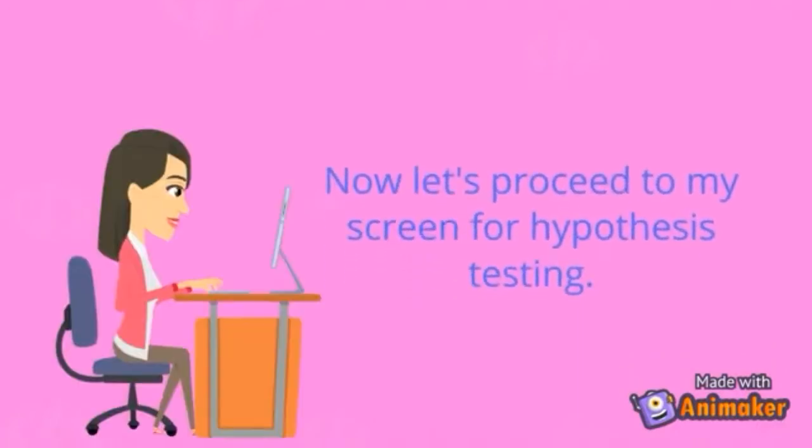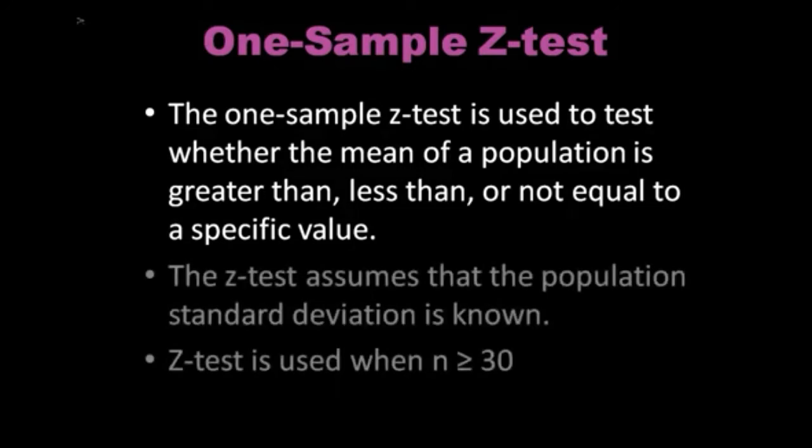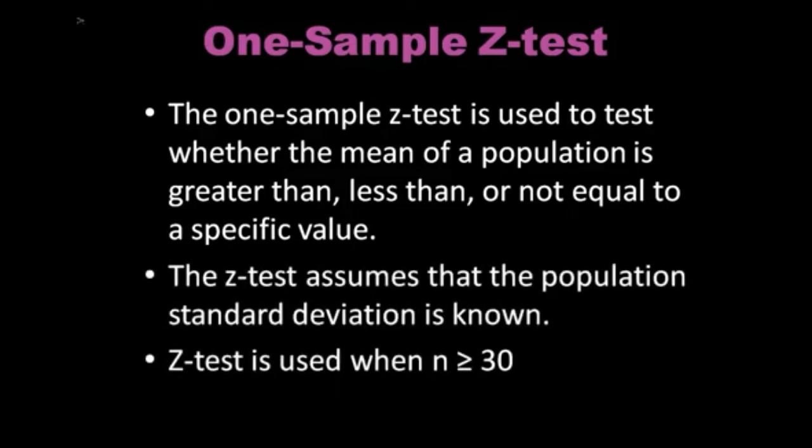Now, let's proceed to my screen for hypothesis testing. One sample z-test. The one sample z-test is used to test whether the mean of a population is greater than, less than, or not equal to a specific value. The z-test assumes that the population standard deviation is known. Z-test is used when n, or the sample size, is greater than or equal to 30.